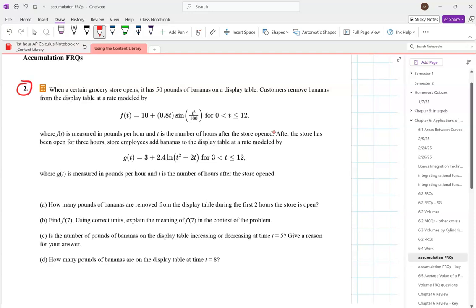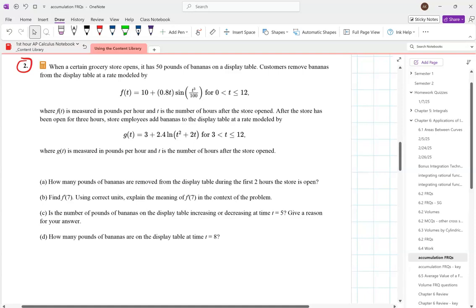It says, when a certain grocery store opens, it has 50 pounds of bananas on a display table. Customers remove bananas from the display table at a rate modeled by f of t equals yada, yada, yada, for time 0 to 12, where f of t is measured in pounds per hour and t is the number of hours after the store is opened. After the store has been open for 3 hours, store employees add bananas to the display table at a rate modeled by g of t equals yada, yada, yada, for t between 3 and 12, where g of t is pounds per hour and t is the number of hours since the store is opened. How many pounds of bananas are removed from the display table during the first 2 hours that the store is opened?